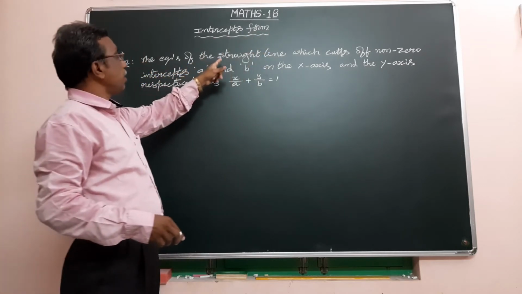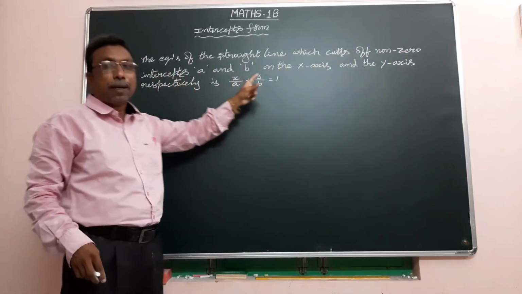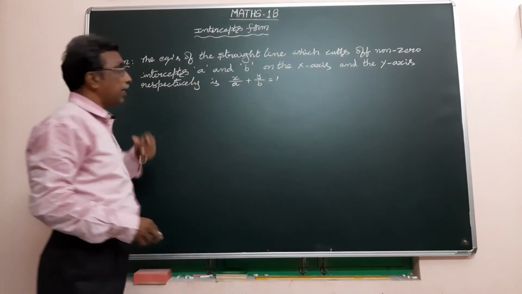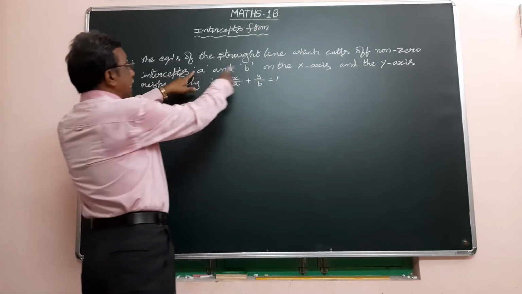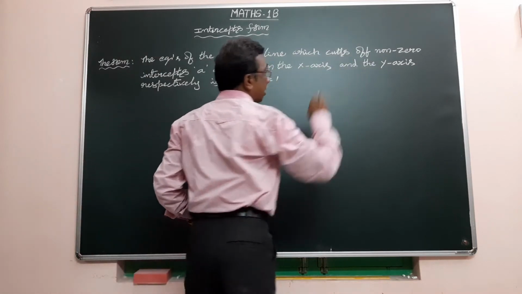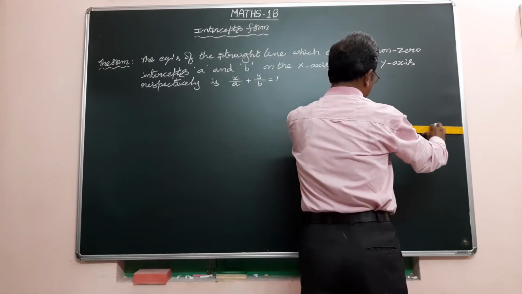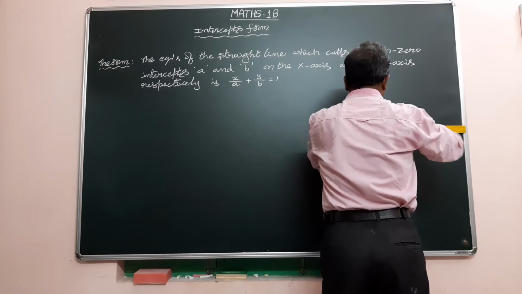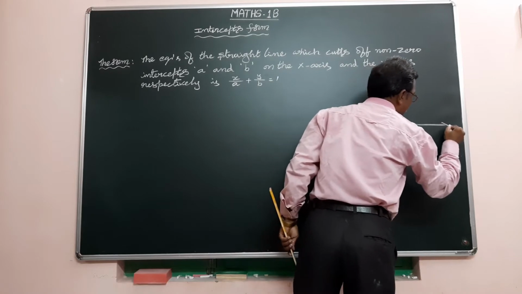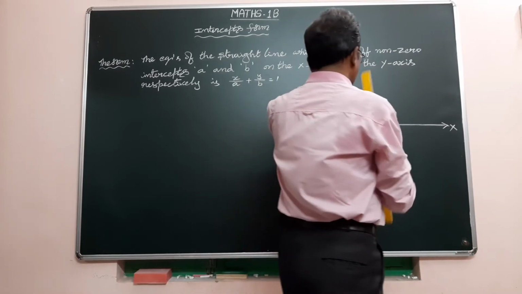The equation of the straight line which cuts off non-zero intercepts A and B on the x-axis and the y-axis respectively. This one is the x-intercept, this one is the y-intercept. So, draw the diagram. X-axis, x dash. Now draw y.